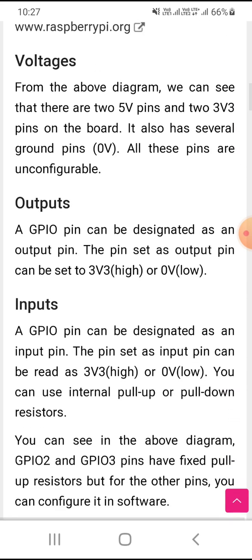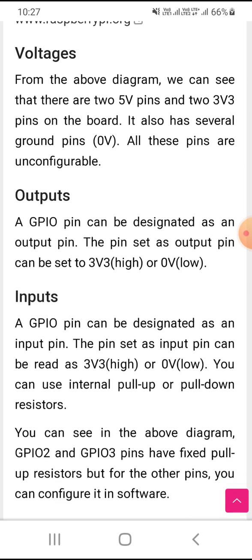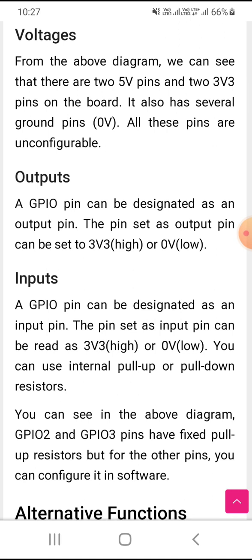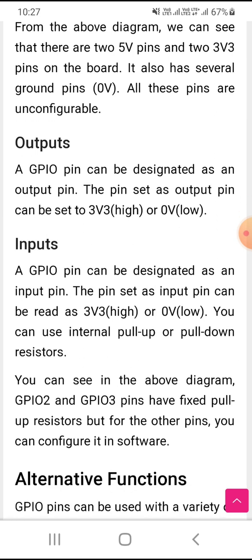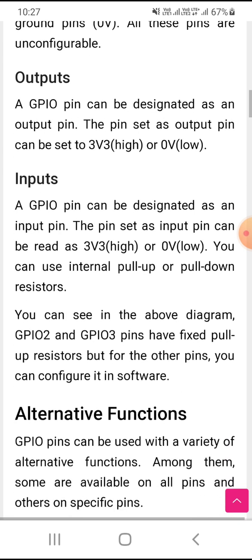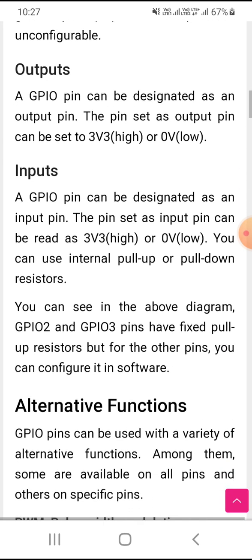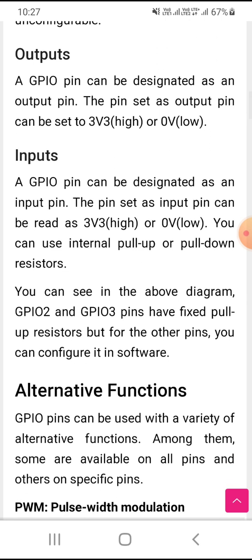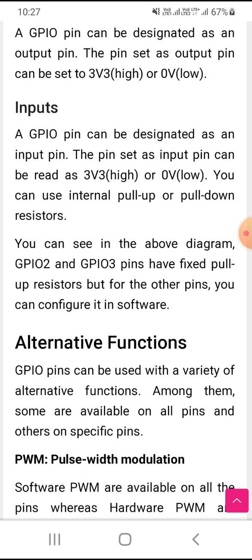The general purpose input output pins can be designated as output pins. A pin set as an output pin can be set to 3.3V high or low. GPIO pins can also be designated as input pins. A pin set as an input pin can be read as 3.3V high and 0V low. You can use internal pull-up and pull-down resistors. You can see that in the diagram.